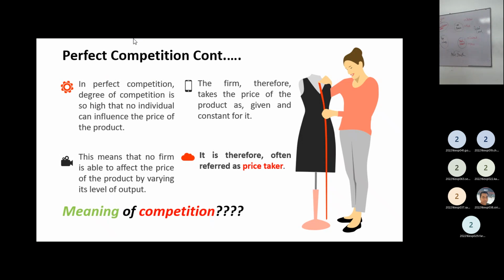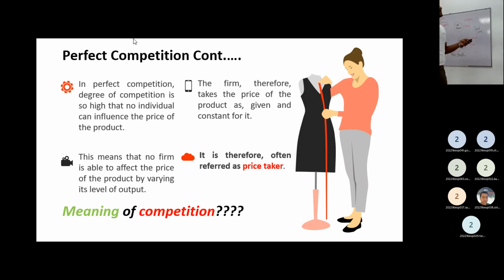Practically it happens, but considering this, the product is homogeneous. Simply, what I sell equals what others sell. Right? So similarly, I cannot differentiate the price. Therefore they don't have any influence over the price. So here it says, this means that no firm is able to affect the price of the product by varying its level of output. So simply they cannot decide their price.